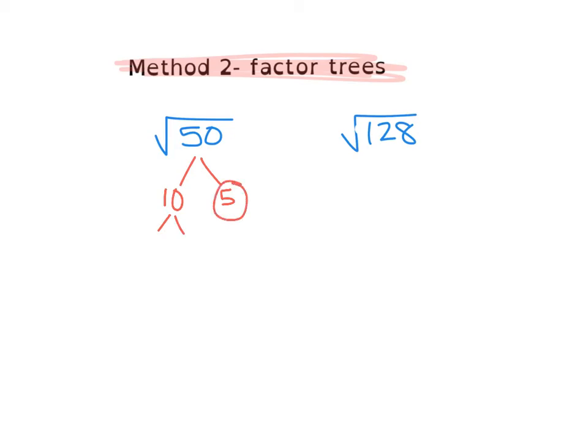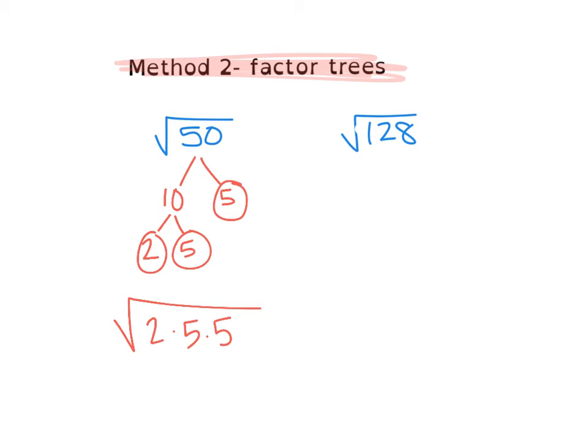5 is a prime number, so I'm done right there. 10, 2 times 5 is 10. So I have 2 and 5. Okay, so now I'm going to actually rewrite the square root of 50 as 2 times 5 times 5. Now that also equals 50. If I multiply that out, that does equal 50.